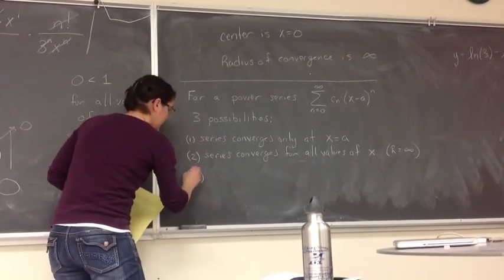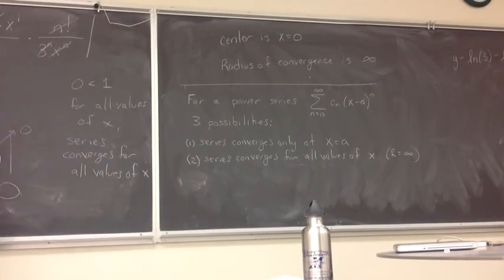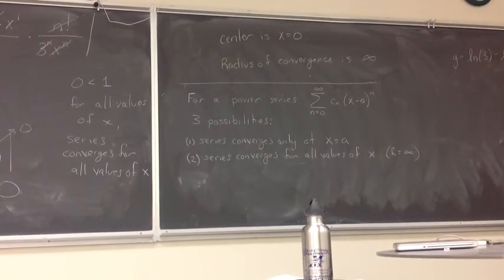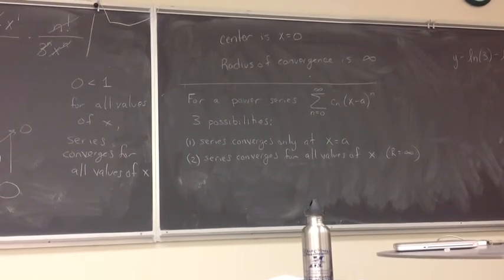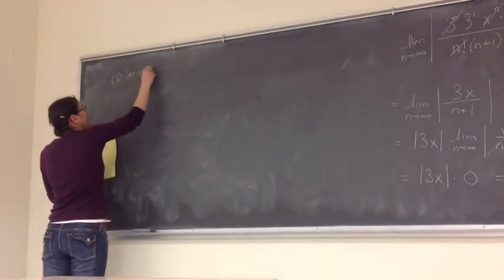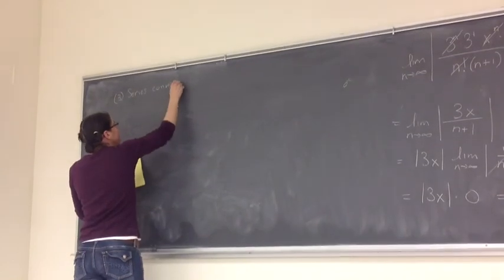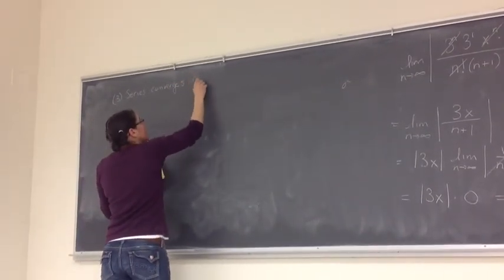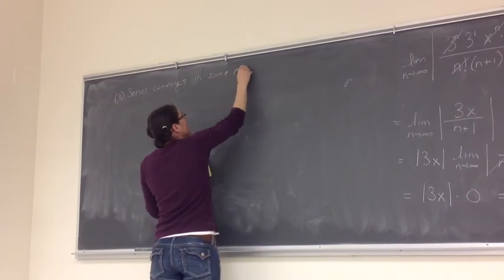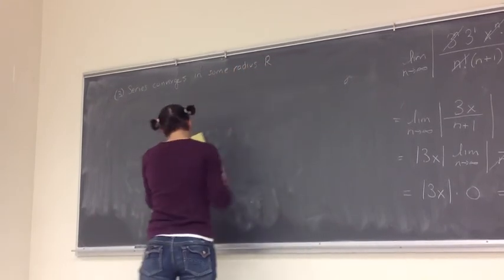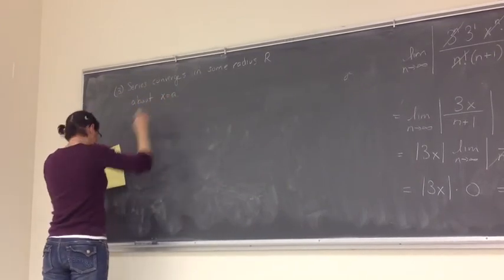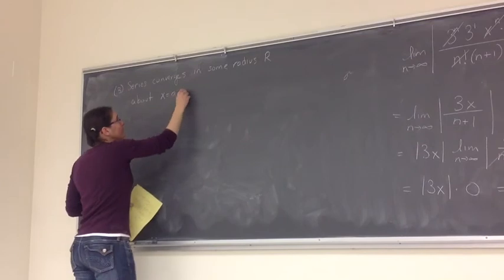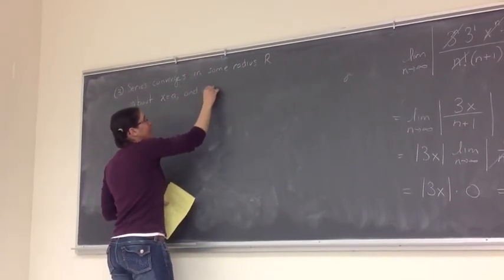And the third possibility, and I'm getting a little bit low on the board over here, so I'll write it over on the left. The third possibility is that we have some specific interval on which our series converges. So the third possibility is that the series converges in some radius r about x equal to a, and diverges elsewhere.